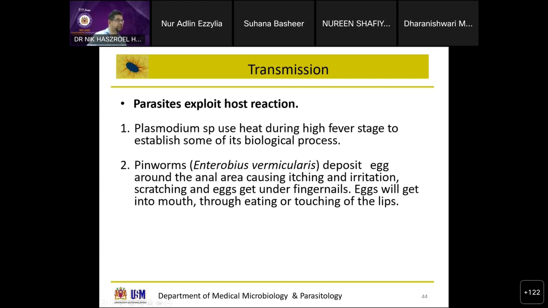And then the pinworm, Enterobius vermicularis, deposits the eggs around the anal area. When they deposit the eggs around the anal area, the host will start itching and scratching, and then the parasite will be in his fingernail. When he eats without washing his hands, the life cycle continues. So this is how behavior is changed because of the parasite.